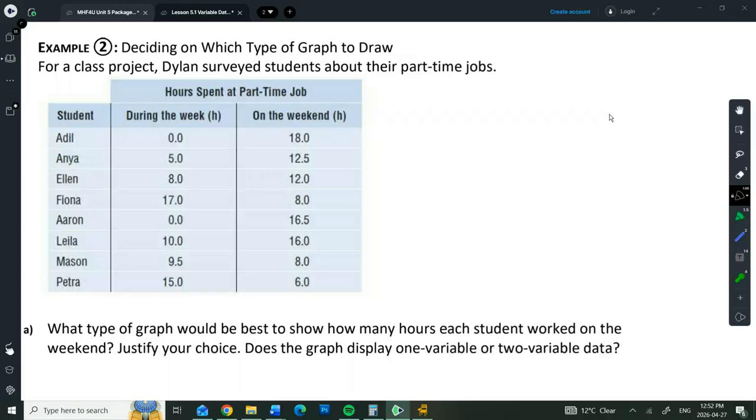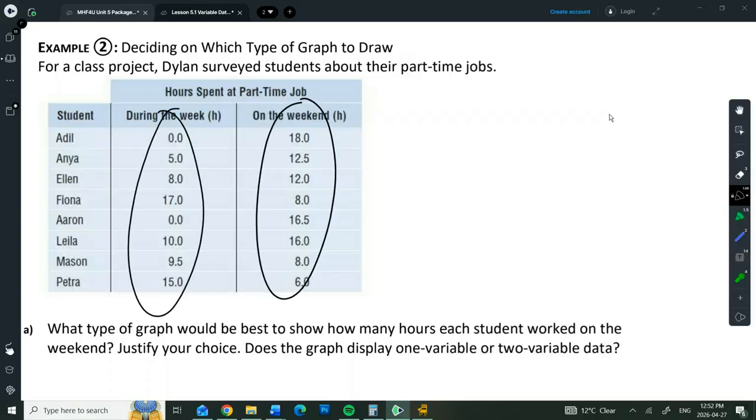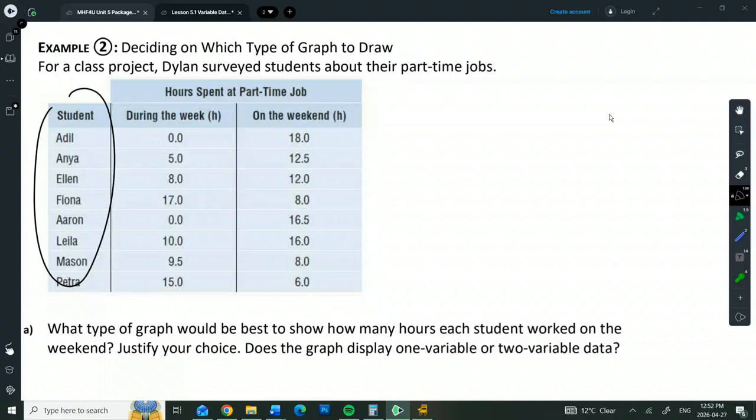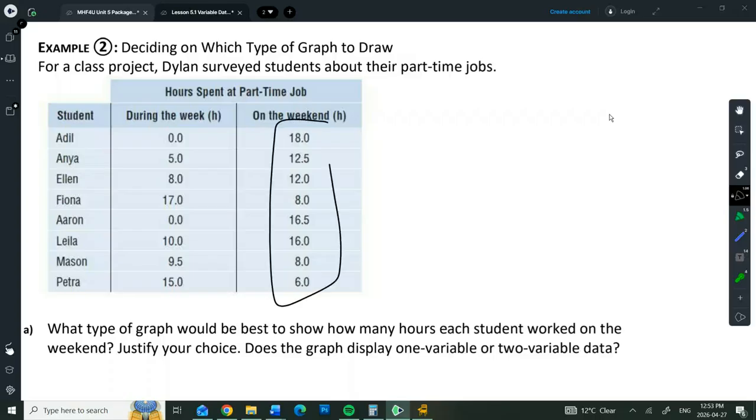So we have some data below. It says for a class project, Dylan surveyed students about their part-time jobs. So he has hours during the week and hours on the weekend, and then he has all the student names over here. So if he's just showing how many hours each student worked on the weekend, what type of graph would be best for that? And is it one variable data or is it two? To show just hours worked on the weekend with the student.